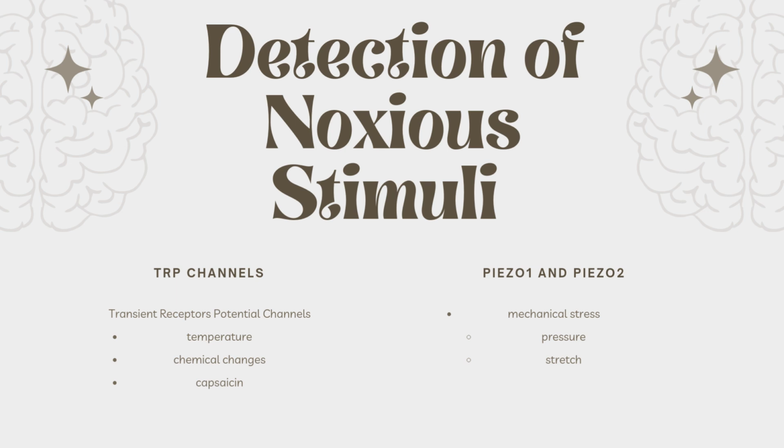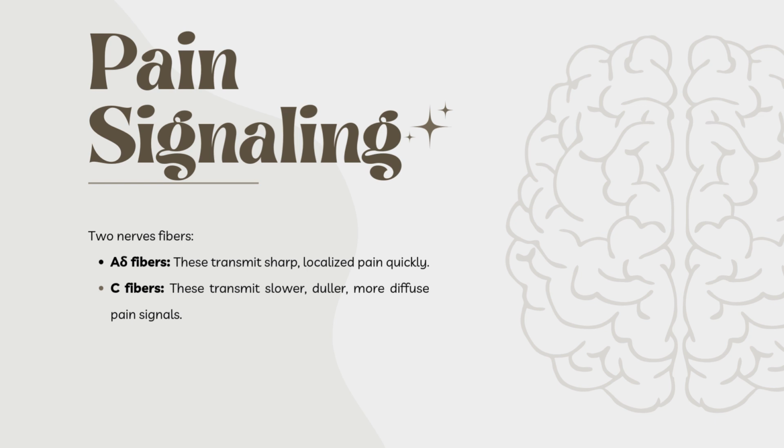And then when they are activated, they allow ions to flow into the nociceptor, causing a depolarization to generate an electrical signal that's transmitted to the spinal cord and then to the brain. And with that, pain signaling occurs. So when that nociceptor is activated, it sends signals via nerve fibers to the spinal cord and then travels to the brain, where pain is going to end up being perceived.